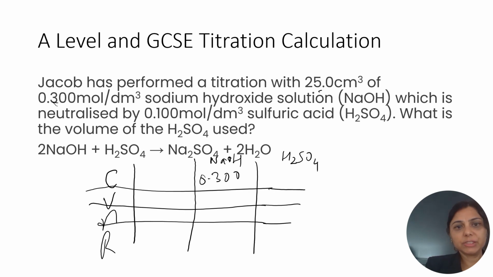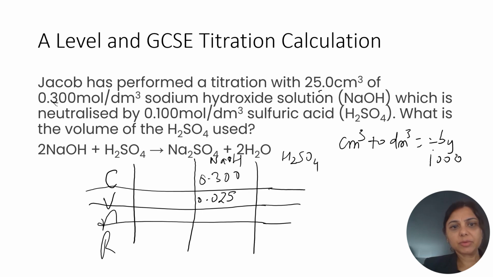However, because I'm working in dm³, to go from cm³ to dm³ I'm going to divide by 1,000. And if I do that, my 25 will be divided by 1,000. That gives me 0.025.